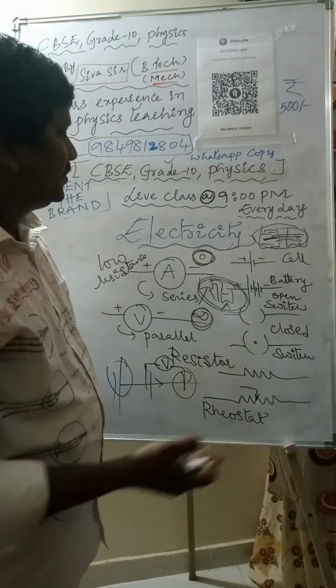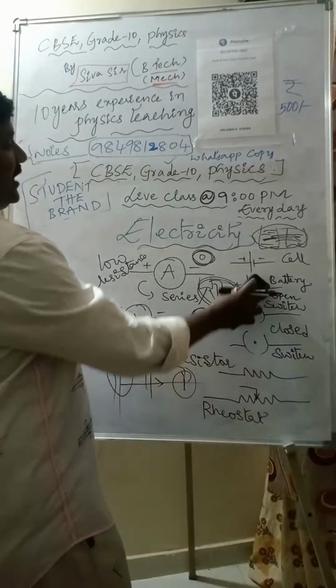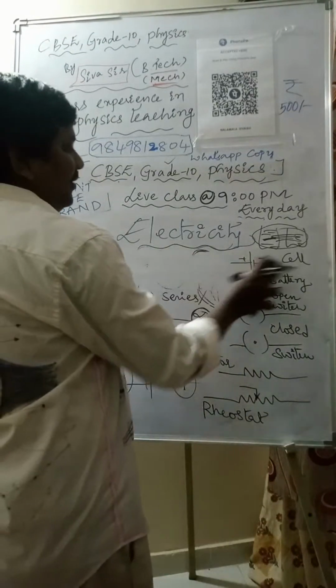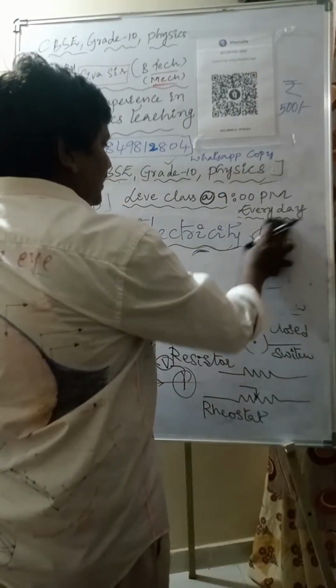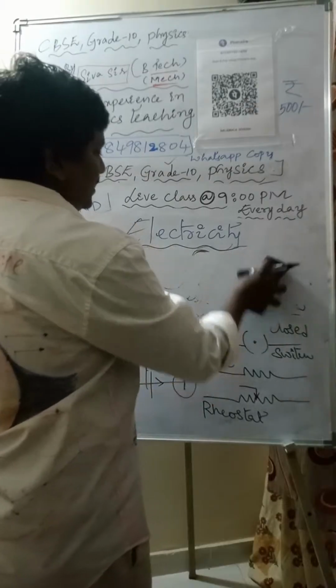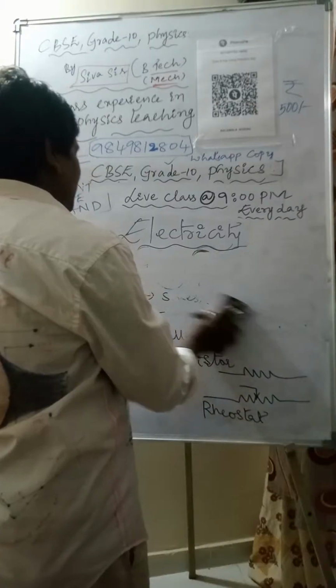Next one, we can go for resistor and rheostat. I will explain. Anyway, cell, battery, open switch, close switch, you already know about them. That is okay. Electrical appliances. I will explain about resistor and rheostat.